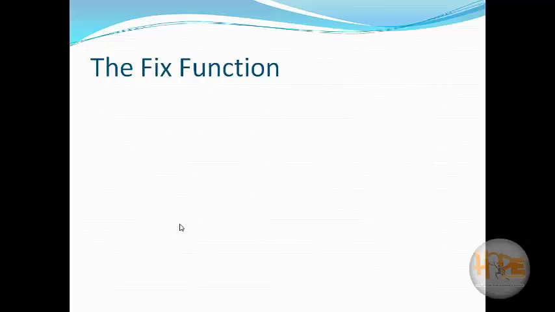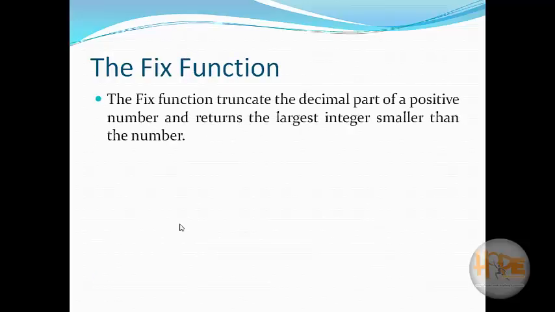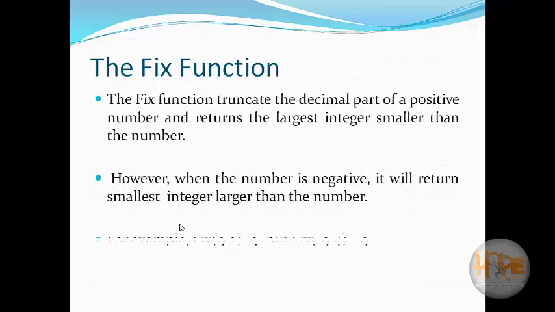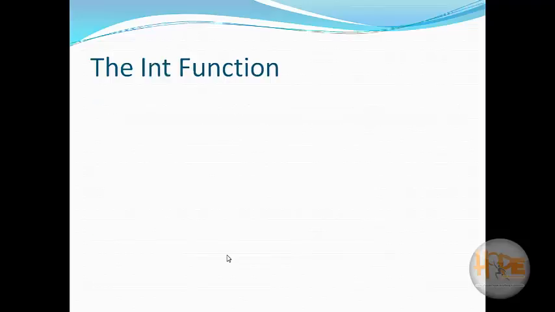Now let's see the fix function. The fix function truncates the decimal part of a positive number and returns the largest integer smaller than the number. However, when the number is negative, it will return the smallest integer larger than the number. This is the example of the fix function. When we write fix 9.2, it returns the value 9. So this is about the fix function. We don't need to write math.fix. We can directly use fix and it returns a numeric value.